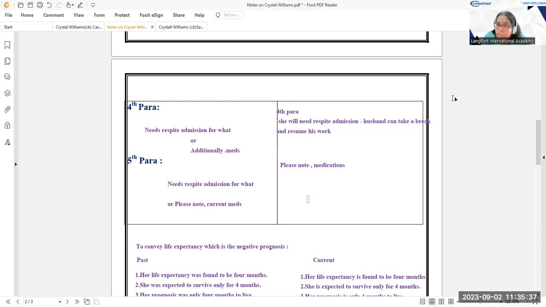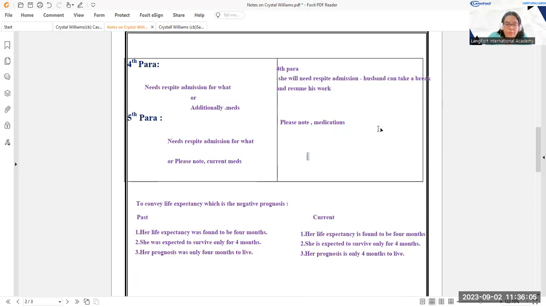Some people don't like using "please note", so that's completely fine. So what you can do is, in the fourth paragraph, mention additionally she's taking all these medications. Then, considering all this, she will need respite admission so her husband can take a break and resume work. Or you can do it the other way: after mentioning all the issues, considering all these things, she will need respite admission so her husband can take a break. "Please note", then you can mention the medications. It's up to you. Okay.